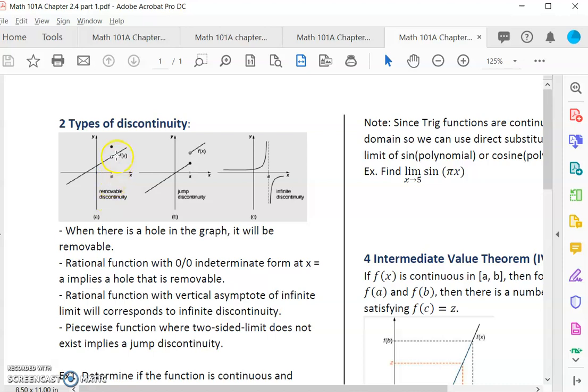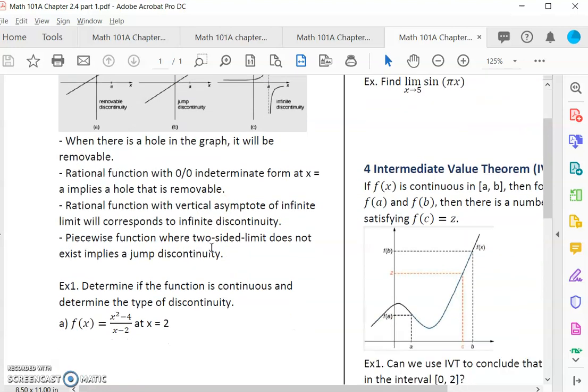If there's a hole here, the limit actually exists. So you see, if you can fill this hole, then it would work. So we call that a removable discontinuity. That means there's a hole. A jump discontinuity means that it breaks up. There's no way you can make it connect. And then there is infinite discontinuity. Okay, so we can distinguish them.